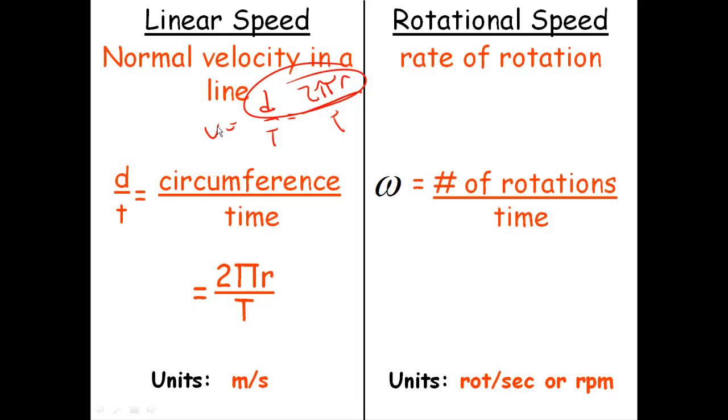Rotational speed, I know you've heard of this before. This is the RPMs of a car engine, or the RPMs of maybe a merry-go-round. You can even talk about a pendulum going back and forth, if you like. But rotations, or for that matter, revolutions per second. How many of those are happening each second?